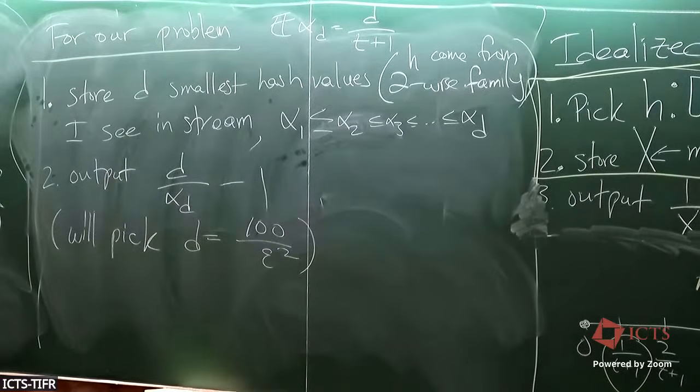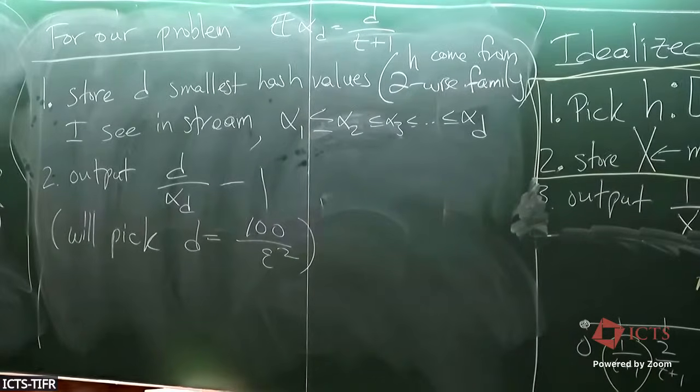Not the minimum, but what's the most robust? When I say order statistic, is it the smallest, the second smallest, the third smallest? Which one is the most robust? The middle, yeah, the median. The median is the most robust order statistic. A lot of things have to go wrong to really budge the median away from where you expect it to be. But the problem is, if I'm using the dth order statistic, I need to remember the d smallest hash values. It costs me a lot of memory to store the median. I can't afford it.